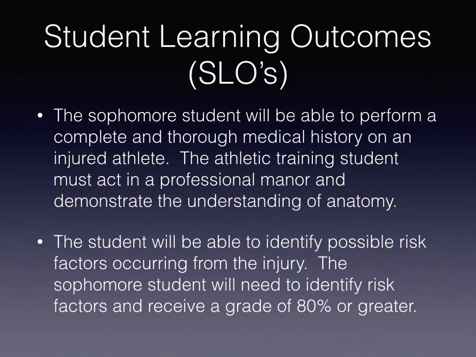What's our SLO, our student learning outcome? Well, the sophomore student will be able to perform a complete and thorough medical history on an injured athlete. The athletic training student must act in a professional manner and demonstrate understanding of the anatomy. The student will be able to identify possible risk factors occurring from the injury. The sophomore student will need to identify risk factors and receive a grade of 80% or greater.